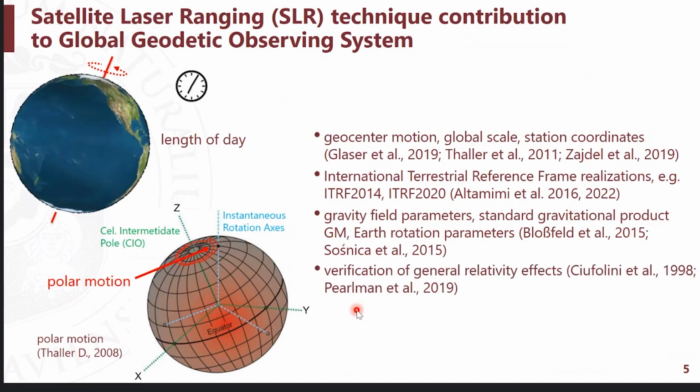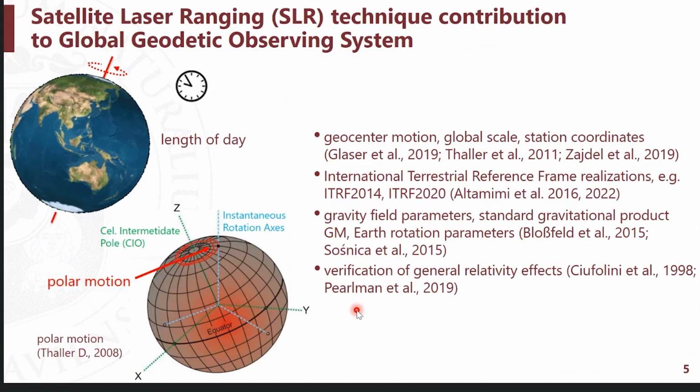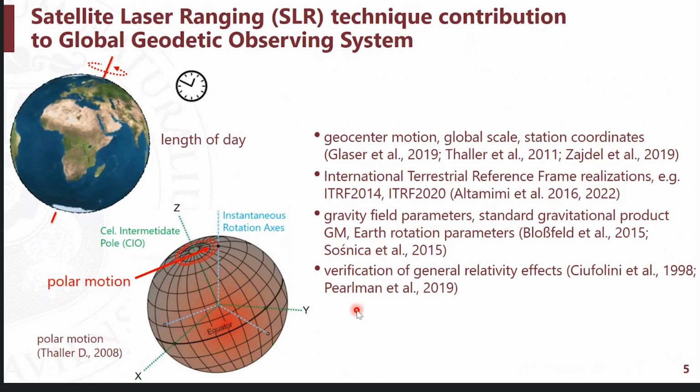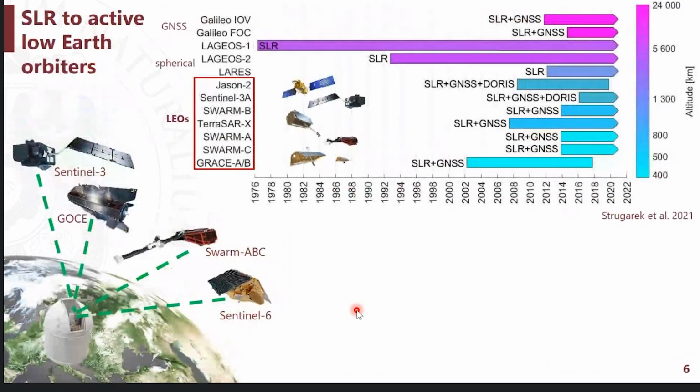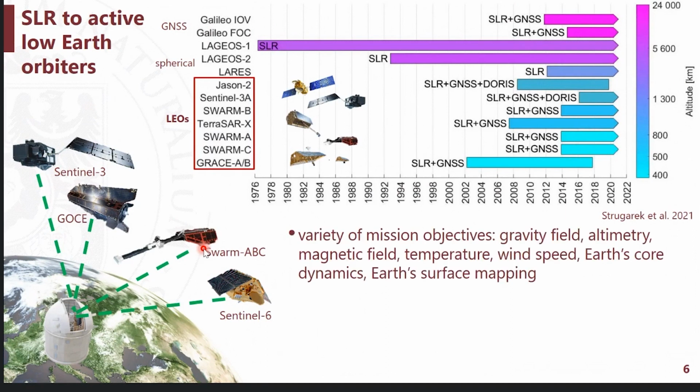Also, SLR measurements can be used for the verification of general relativity effects. Notwithstanding, SLR provides measurements also to other types of satellites, the main topic of my work, which are active low Earth orbiters, for example, Sentinels, GOCE, Swarm, TerraSAR-X, Jason satellites, as well as to navigation satellites, for example, the Galileo constellation, or space debris. LEO satellites have a variety of mission objectives.